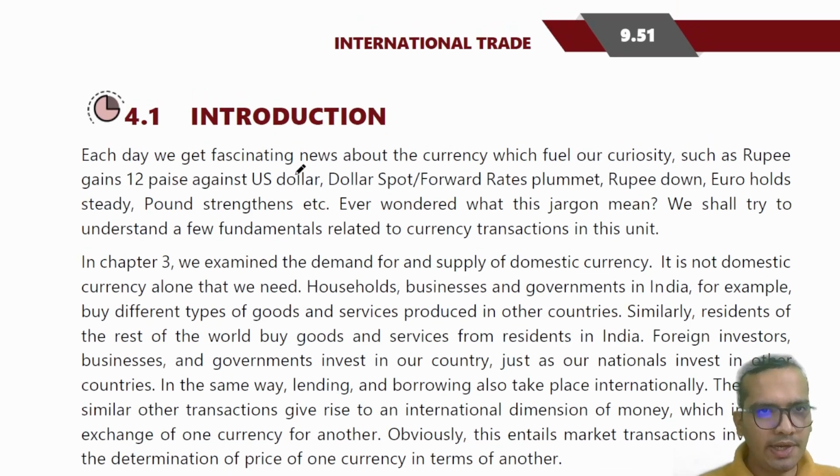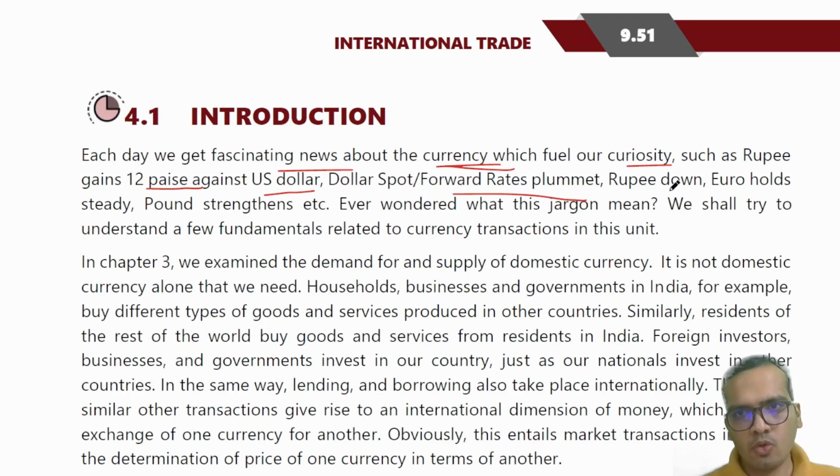Each day, we get fascinating news about the currency which fuels our curiosity, such as rupee gains 12 paisa against US dollars. Dollar spot or forward rates plumped, rupee down, euro holds steady, pound strengthens, etc. Ever wonder what this jargon means? We will try to understand a few fundamentals related to currency transactions in this unit.